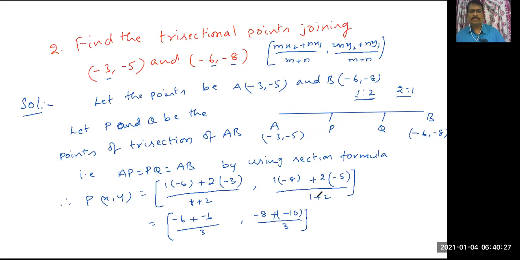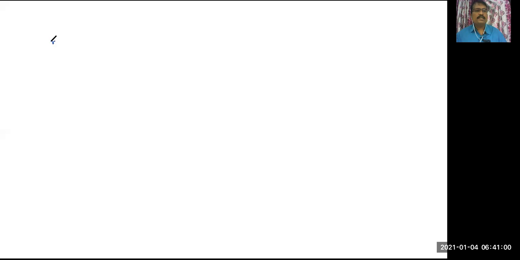So let me simplify again here, I will write on this side. So minus 6 plus minus 6 means minus 12 by 3, minus 8 plus minus 10, that means minus 18 by 3. So 3 4s are 12, that means minus 4. 3 6s are minus 18, therefore minus 6. So one of the trisecting points P x y is equal to minus 4 comma minus 6. Next, the second one, here m:n is 2:1, and as usual mx2 plus nx1 by m plus n, Q x y also.